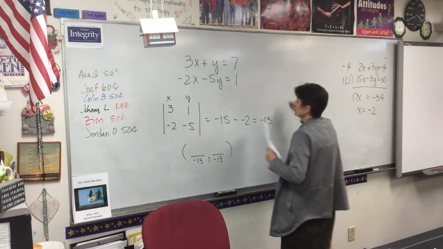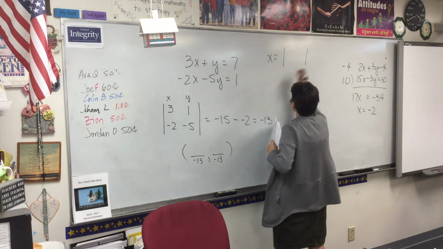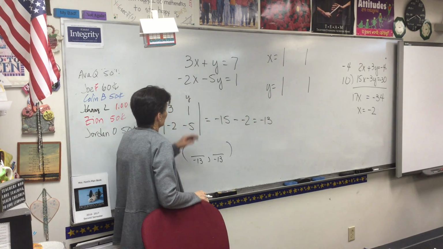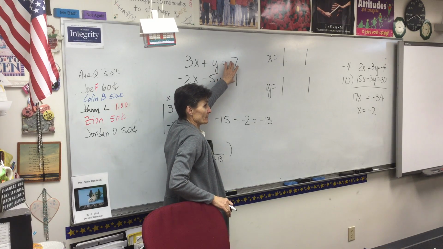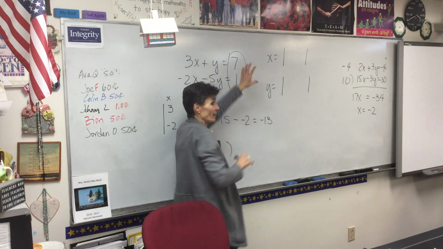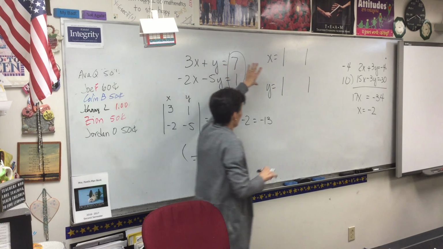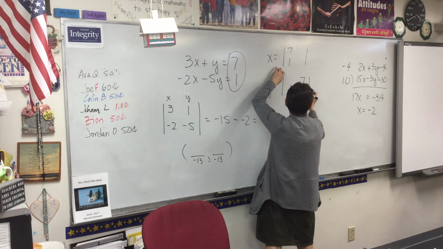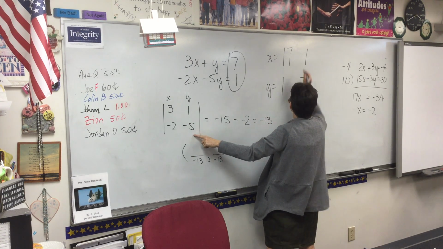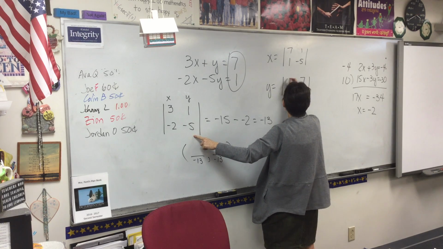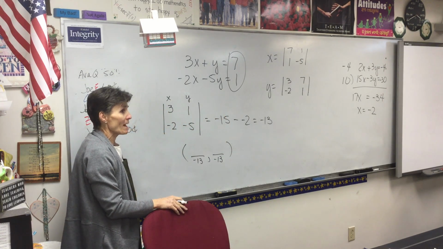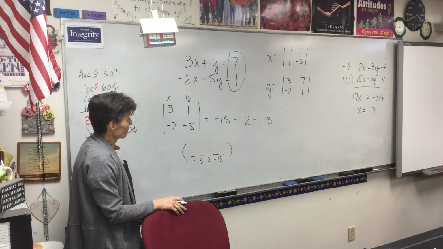So here we go. I need to find an x and a y. So I'm going to take my replacement column right here, right? My 7 and 1. And for x, that's going to go here. And for y, it's going to go here. And then the rest of it's staying the same. So take a look at those two determinants. Make sure they match yours. Those match yours?